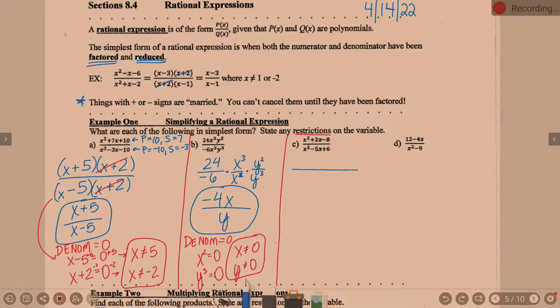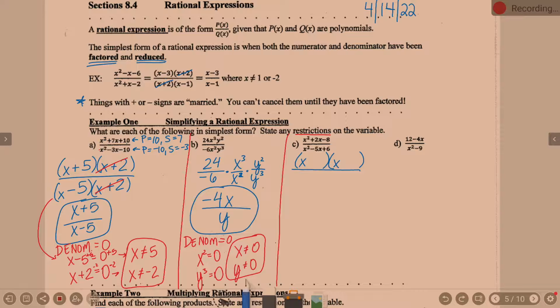So, what do you know about x squared plus 2x minus 8? Can everybody at least tell me that it's set up to go into 2 parentheses? X squared breaks into x and x. What about numbers? Product of negative 8, sum of 2.